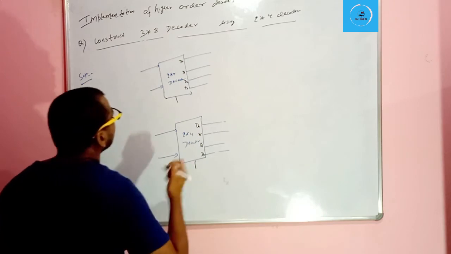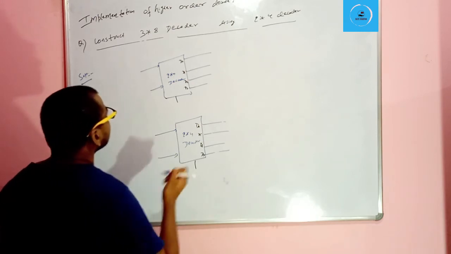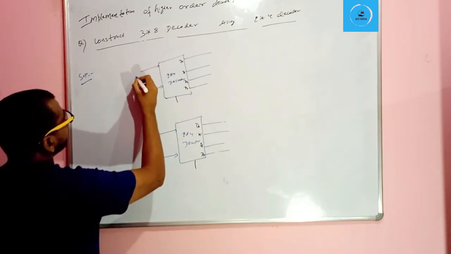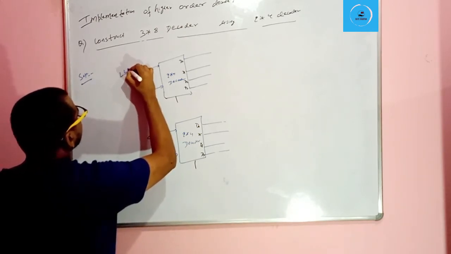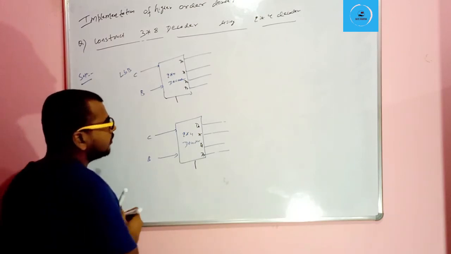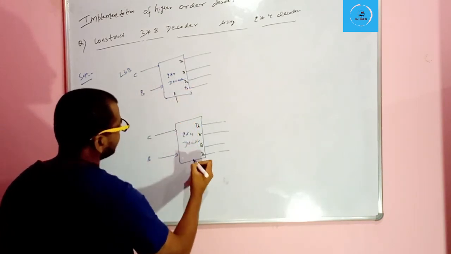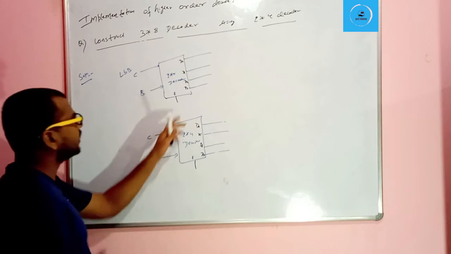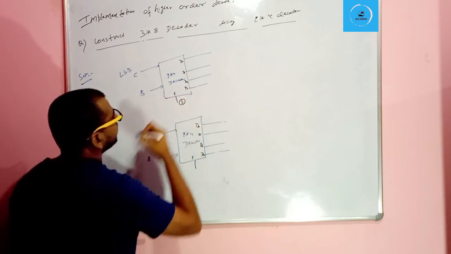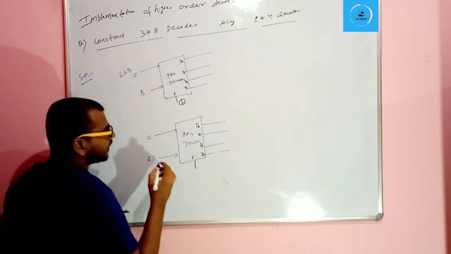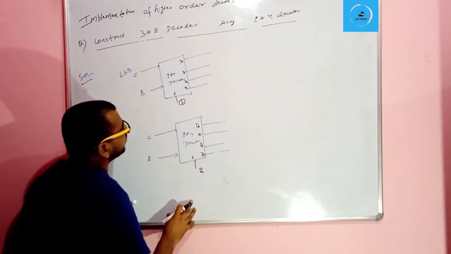So for doing that, see, if we are writing here LSB, this is B and this is C, and C will be our LSB and A will be our MSB. If we provide this enable as signal 1, this decoder will work. And at the same time, if we provide this enable 0, this decoder will not work, right?